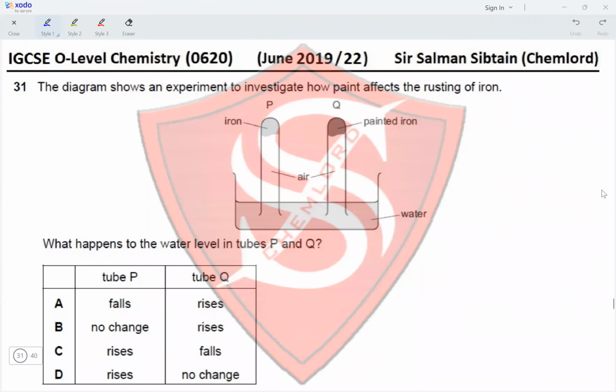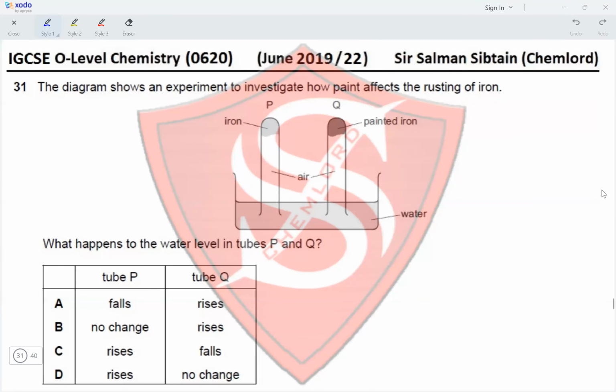Hi guys, this is IGCSE O-Level Chemistry, paper 22, June 2019, question 31. The diagram shows an experiment to investigate how paint affects the rusting of iron. So we have iron and painted iron in tubes P and Q respectively. We have got air filling up the tubes and the tubes placed inverted in a water trough. What happens to the water level in tubes P and Q?